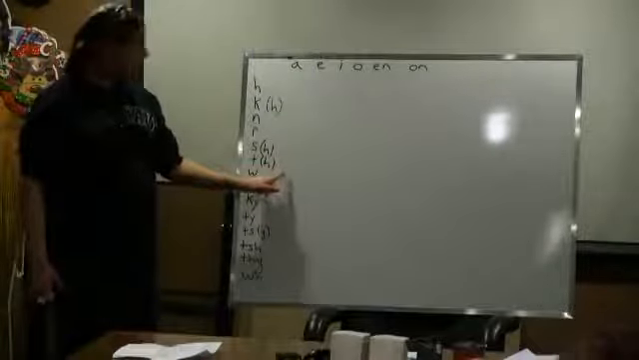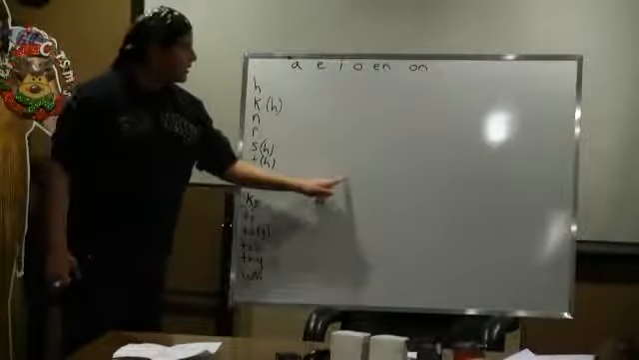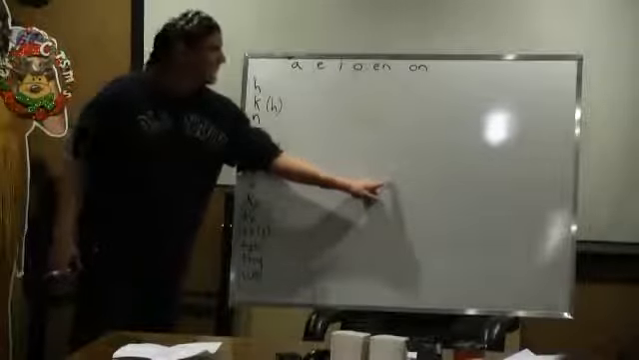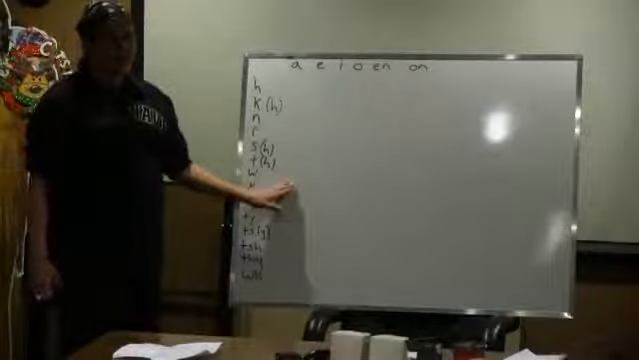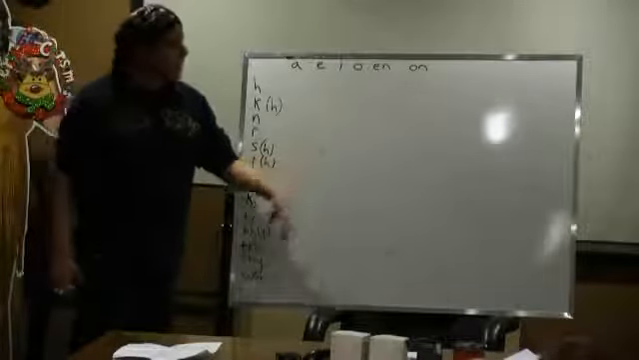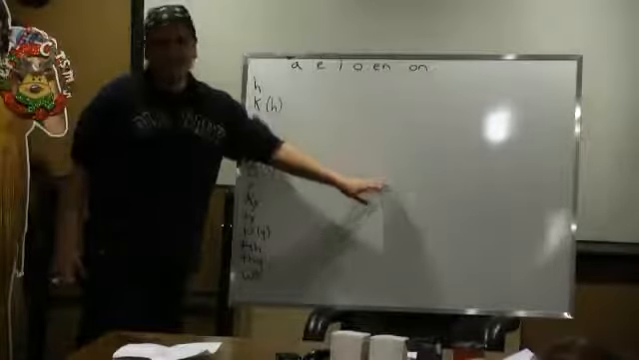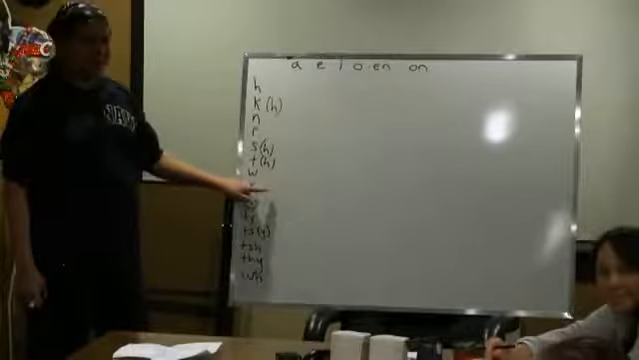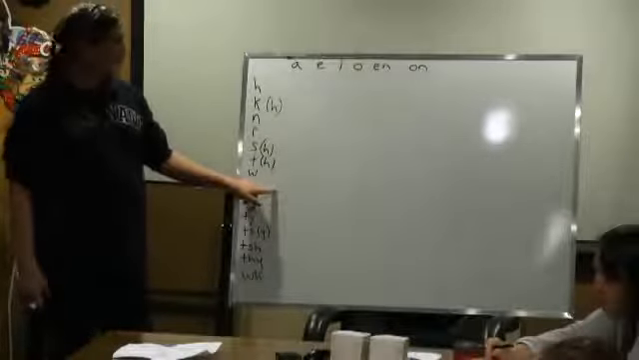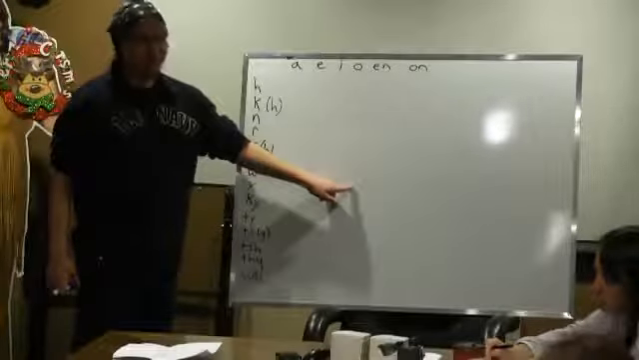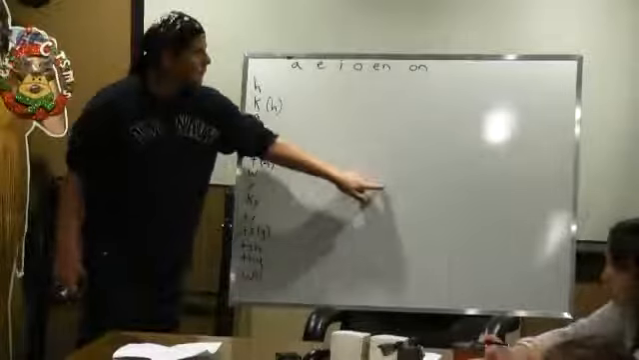Ta, te, ti, to, ta, toon. W: wa, we. And wo doesn't exist. Wan. And W-O-N doesn't exist either. With a Y: ya, ye. Ye doesn't exist. You'd say yo. Yo, yan, yun.